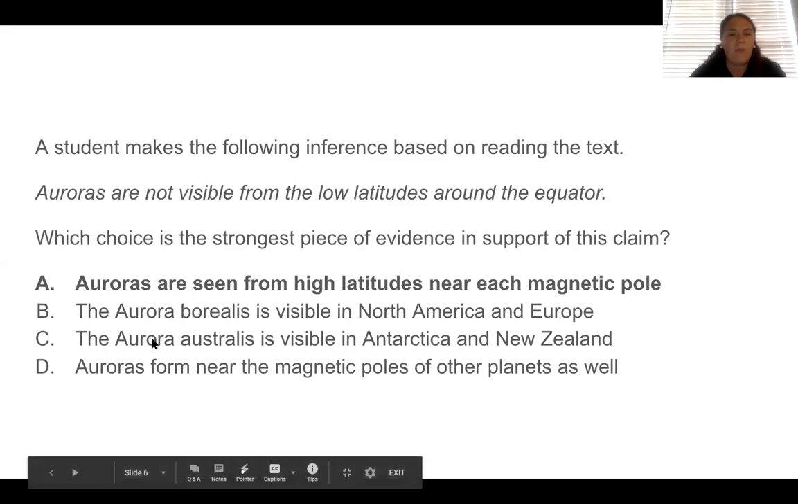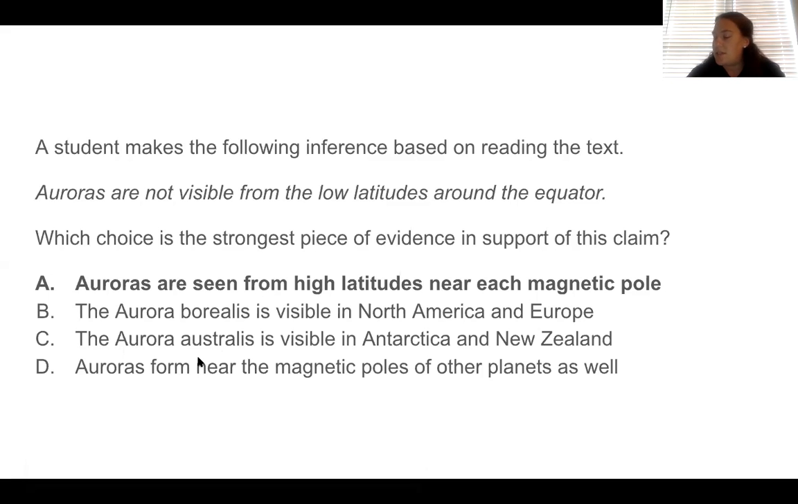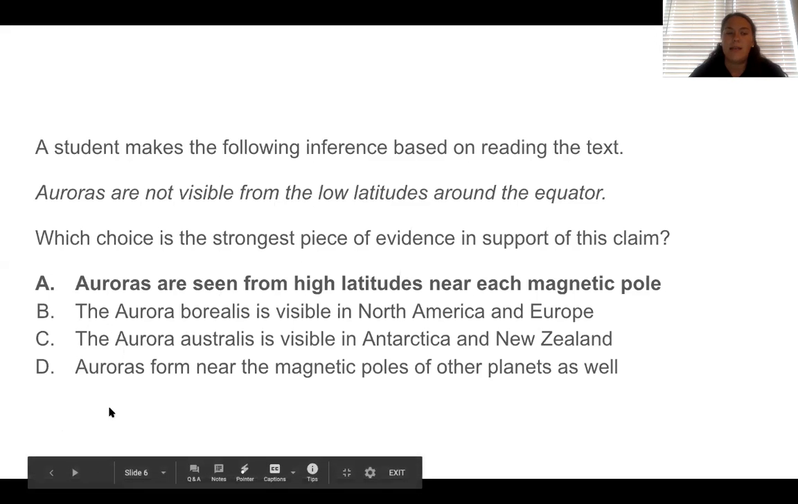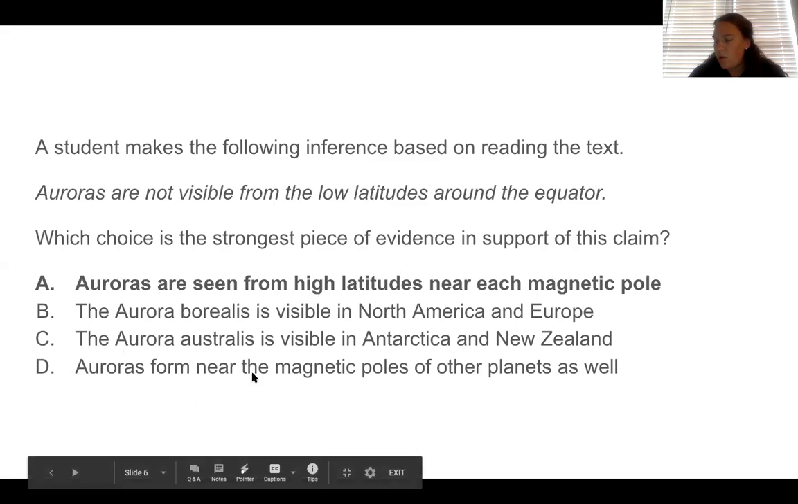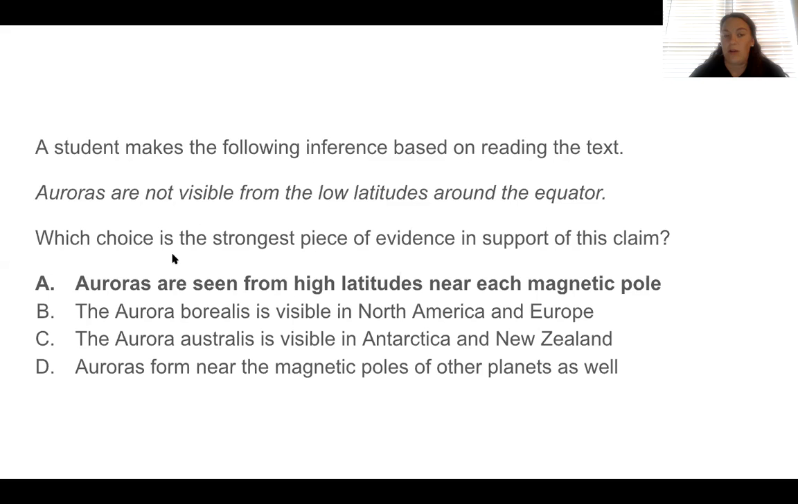Well, choice C, we might think the same reason. Choice C is incorrect because, again, it shows some places where the aurora australis can be seen, but it's not enough evidence to make this inference. So it's evidence, yes, but it's not the strongest piece of evidence. Well, now let's look at D. D says auroras form near the magnetic poles of other planets as well. Well, that doesn't necessarily tell us where they're not visible from. So that really doesn't support that inference either.